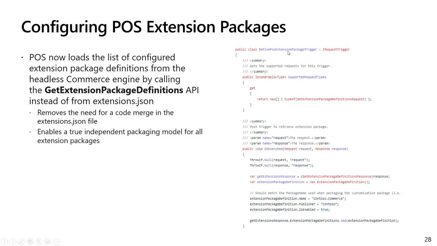You can see this trigger is just defining a POS extension package that should be loaded. The key aspects are the name and the publisher, and then whether or not it's enabled. And the biggest thing here is that the name listed here needs to match the package name field specified in the Commerce SDK so that POS can find the right package to load.